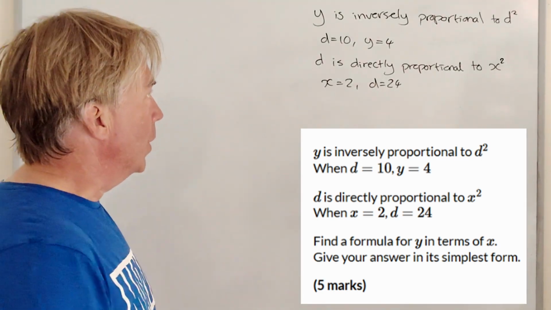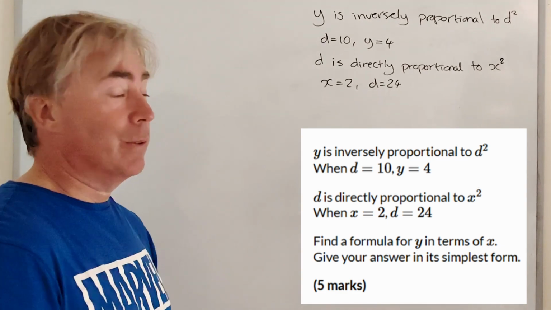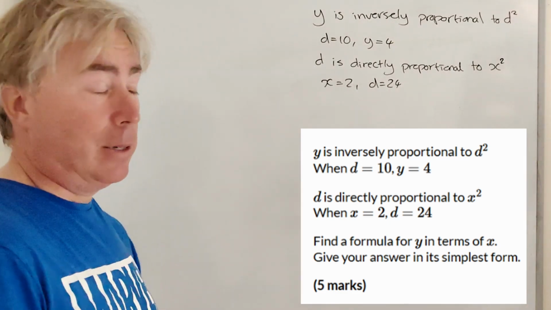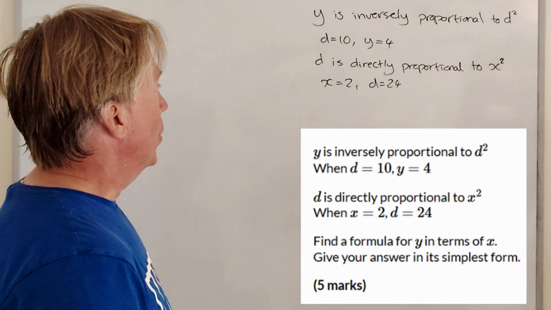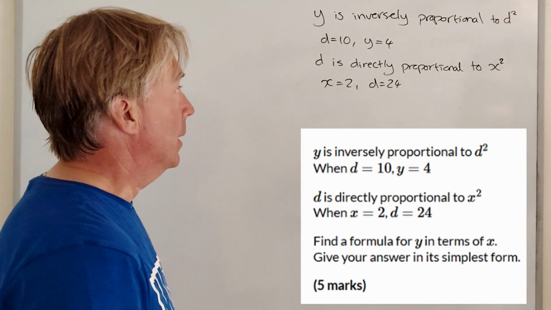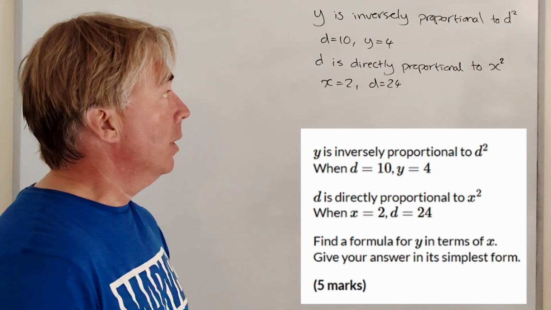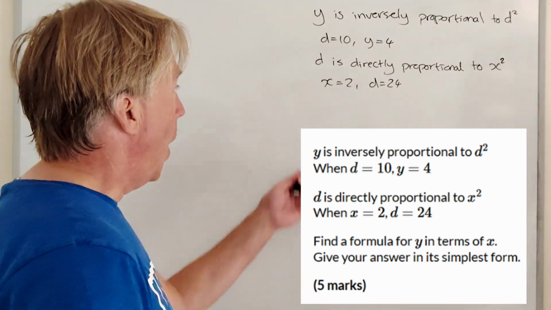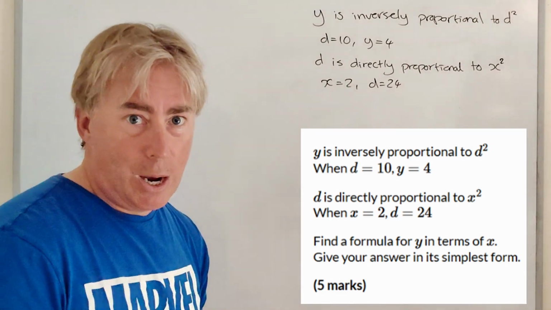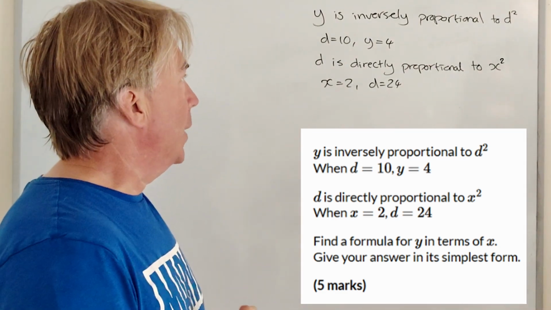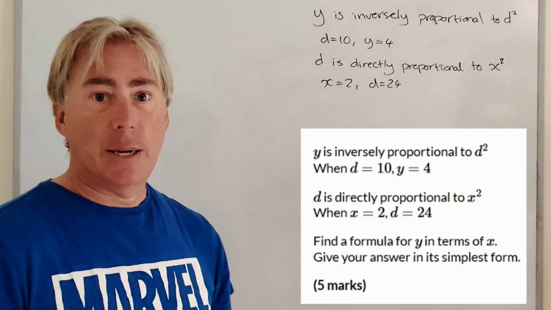So what we're told is y is inversely proportional to d squared. When d is 10, y is 4. That's fairly standard. We're also told there's a second variable which connects d, and d is directly proportional to x squared. And we're also told that x is 2 and d is 24. But what the question actually asks is to create a formula which connects y and x directly.